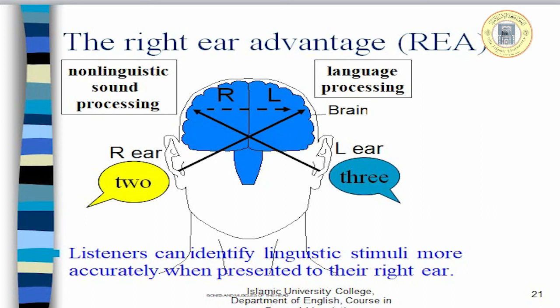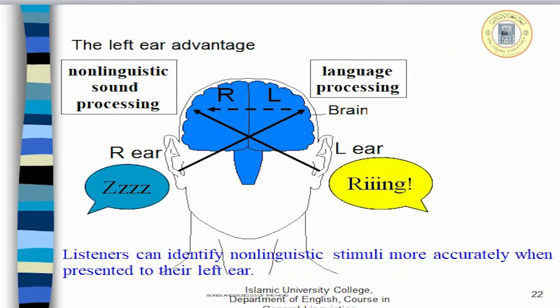I should say, linguistic stimuli more accurately when presented to the right ear. And non-linguistic sound processing is more accurate when presented to the left ear. So here, left ear is non-linguistic sound processing, while right ear is the language processing.